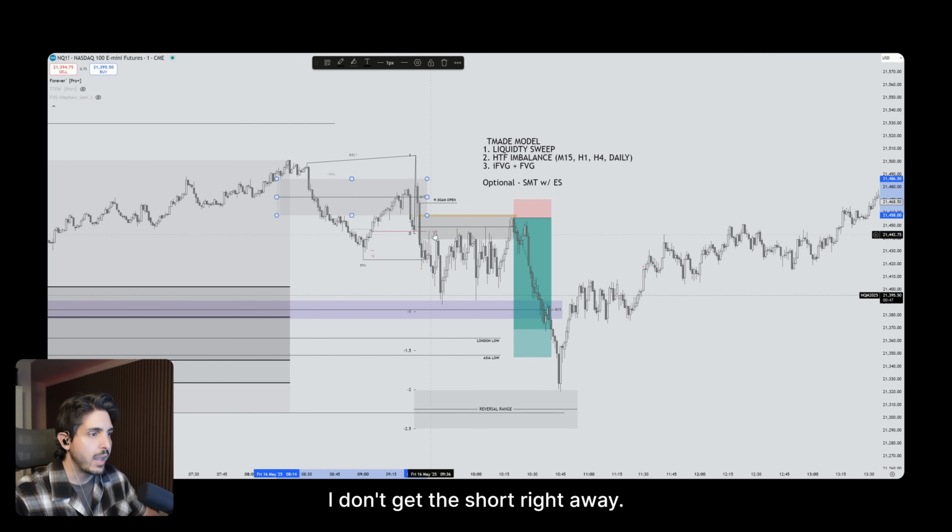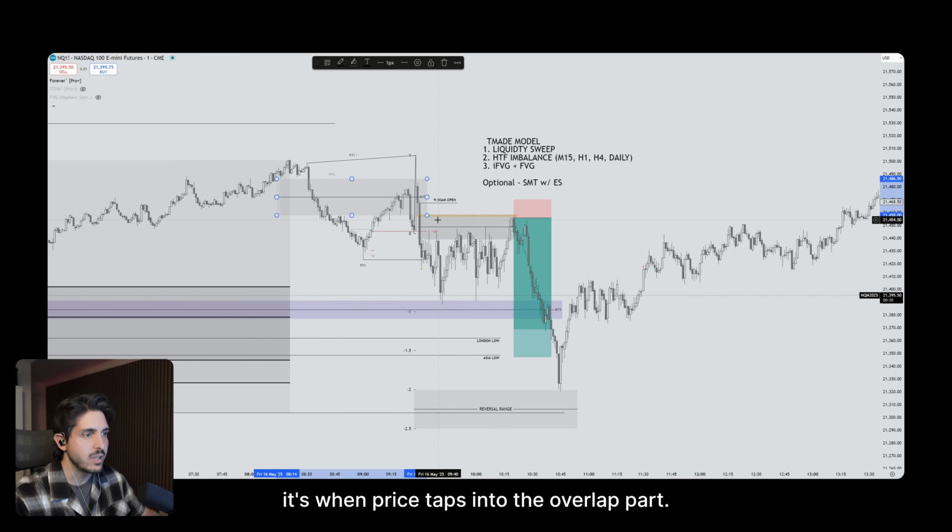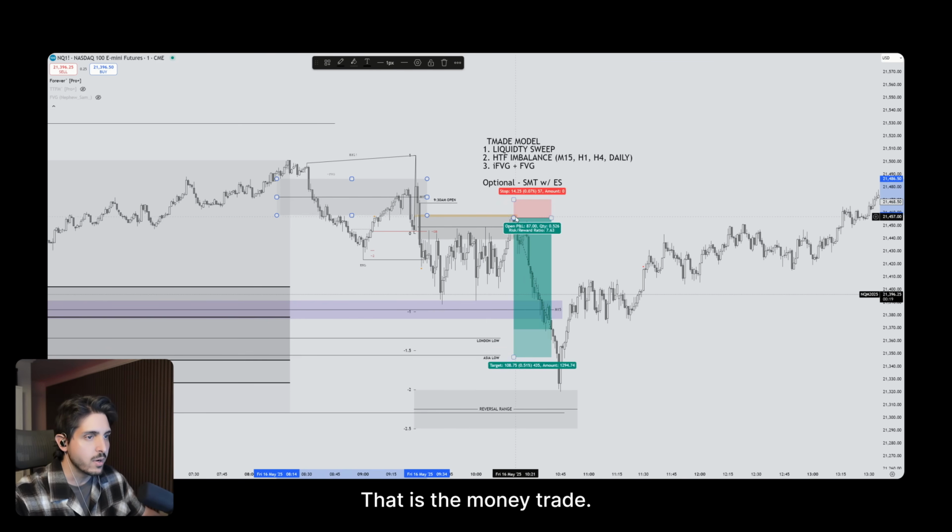Now, I don't get the short right away, right? We never really tap back in. And some people would have taken it right here. Some people would have taken 444, that tap right back into that 1 minute bearish fair value gap. But the reality is that if you want that higher win rate, it's when price taps into the overlap part, right? It's when it taps into the fair value gap and the inversion fair value gap after taking liquidity and having that higher time frame there. That is the money trade.